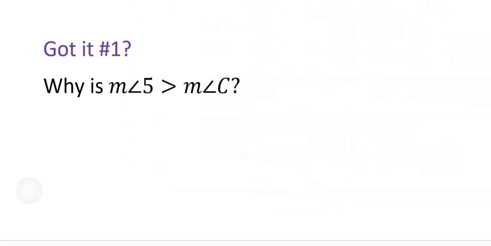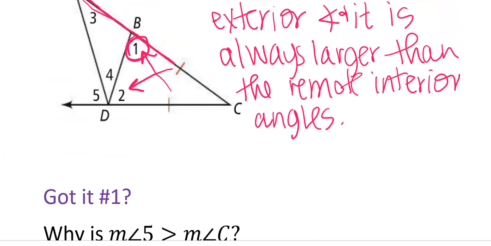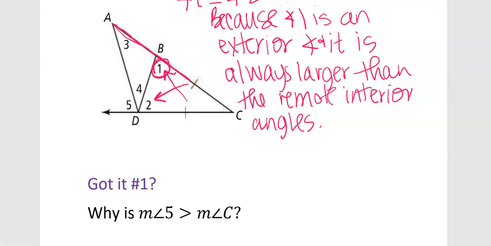Okay. Angle 5 is bigger than angle C. So I'm going to bring this back down, make it a little smaller. Angle 5 is bigger than angle C. So when I look at this one, the part I'm looking at is right here. 5 is here. C is over here.